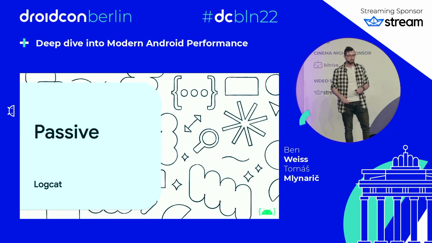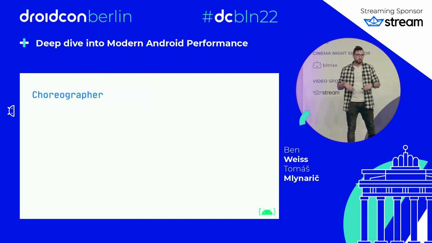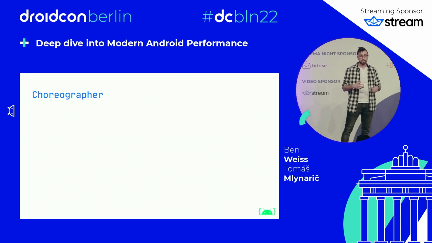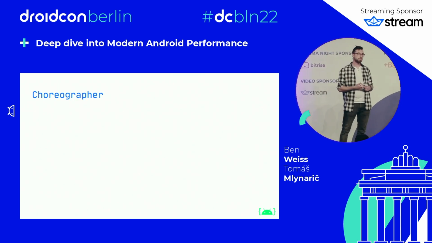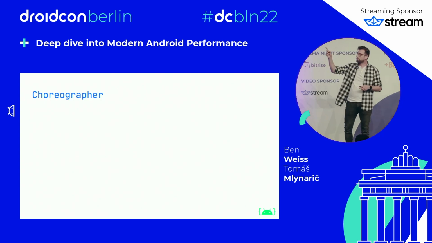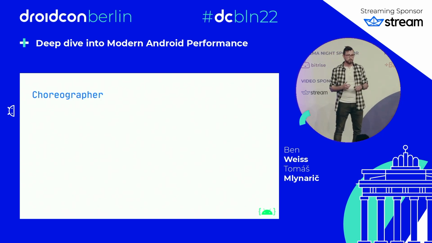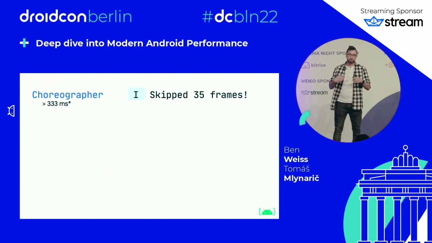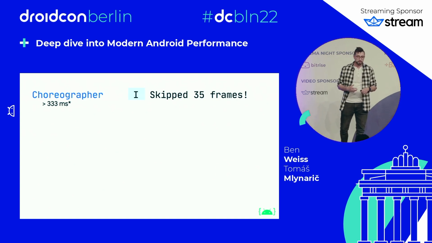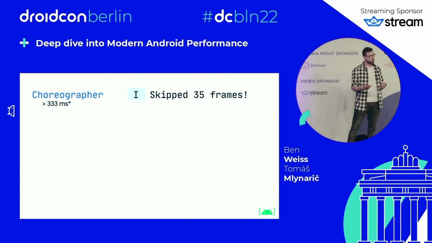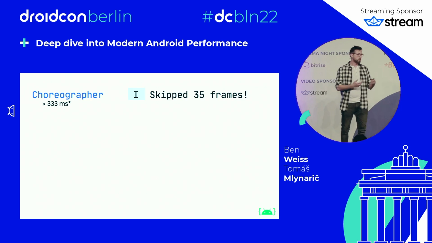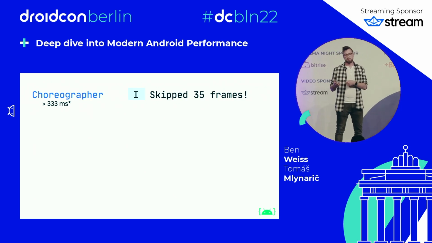Let's talk about passive. The passive way is you can see in logcat when there's a jank or something. First of all, you can see it visually that something janked. But also in logcat, when you check for the Choreographer tag, it'll tell you there was some amount of skipped frames. And it will happen when there were at least 30 frames skipped, which means, as Ben was saying, when there's 90 FPS, it's just 333 milliseconds, not that long.